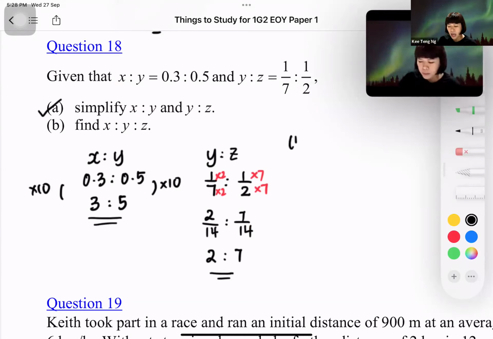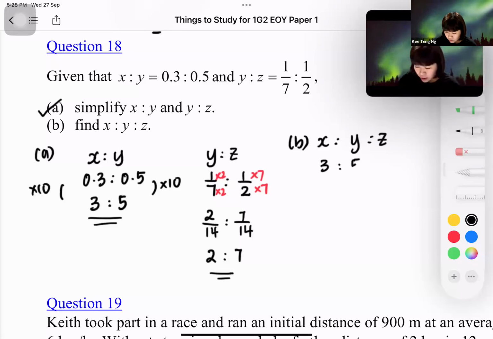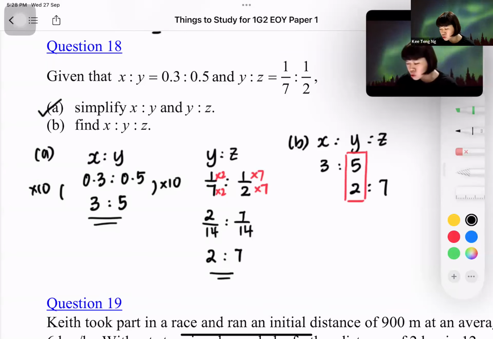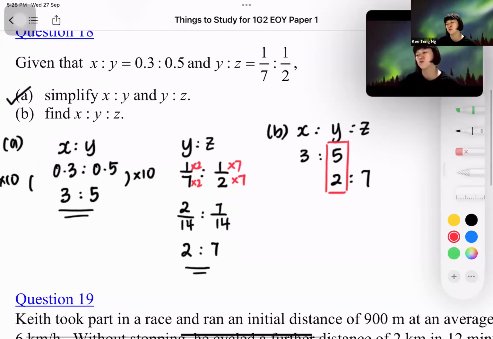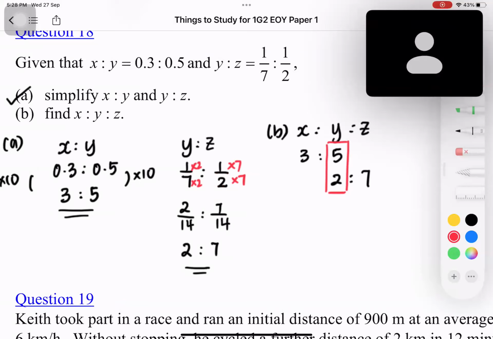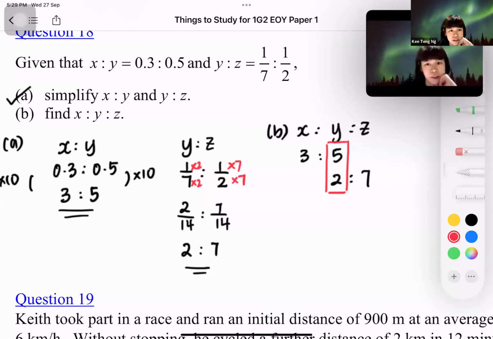Now part B, they say find the ratio x is to y is to z. X to y is 3 is to 5. Y to Z is 2 is to 7. This is the portion that overlaps. What am I going to do? What to do? Anyone? This person is who? Xavier, finally your turn. But we answered so many questions already. Finally your turn. How to make the units the same?